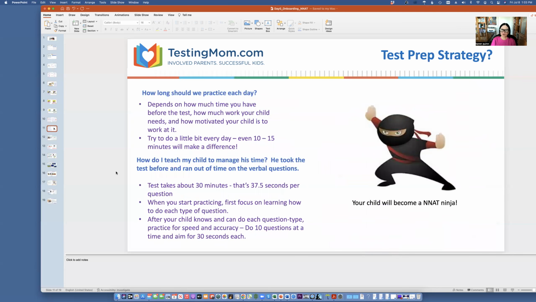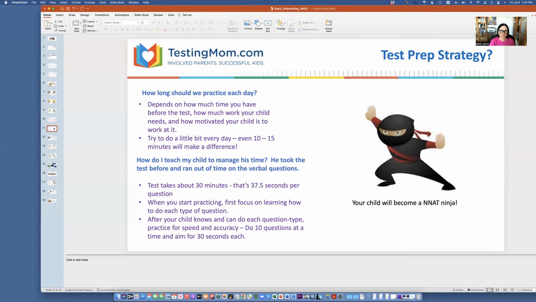Okay, so how long should you practice every day? Again, it depends on how much time you have before the test. How motivated is your child? Are they enjoying it? The good thing about NNAT is the questions are like puzzles, so they're really kind of fun to do. So kids can really get into these NNAT puzzles, and they may spend a lot of time with it if they really get into it. But no matter what, even if you do 10 to 15 minutes a day, that will make a difference. You just don't want them to go in not knowing what to do.